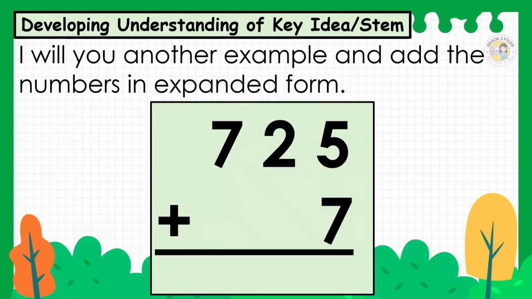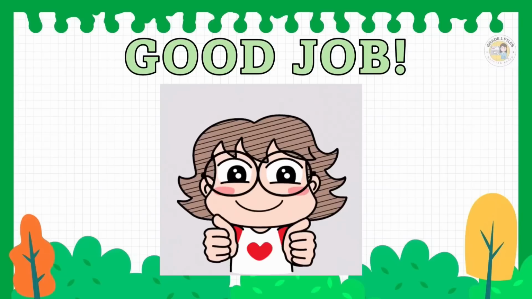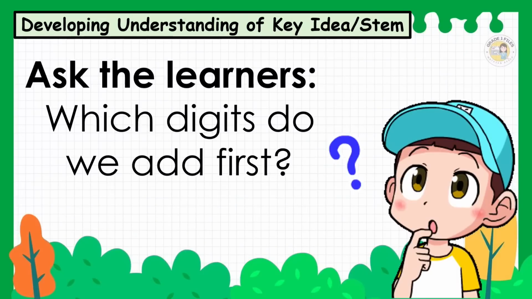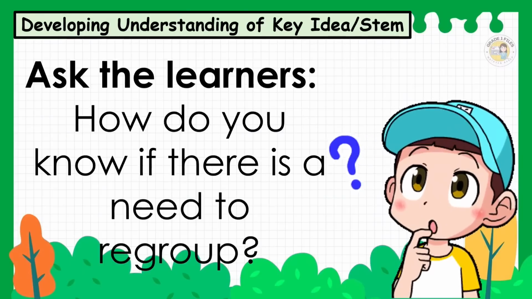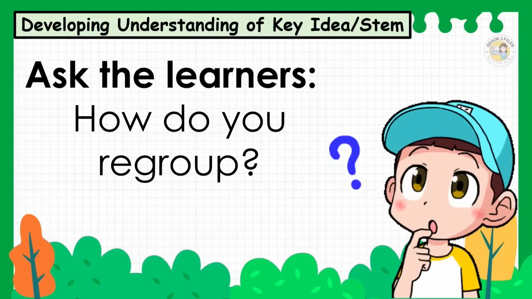I will give you another example and add the numbers in expanded form. Students, do we have the same answer? Why is 7 placed below 5 and not below 2 or 7? Which digits do we add first? How do you know if there is a need to regroup? And how do you regroup?